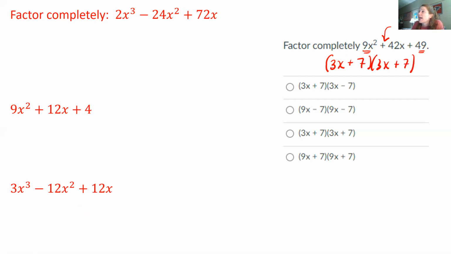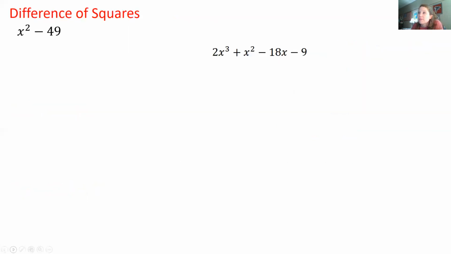So if I multiply 3 times 7, I get 21. And if I double it, do I get the middle term? Yes, I do. So this is right, which equals choice C. So that is the answer. Once you recognize them, you can do them a lot faster.